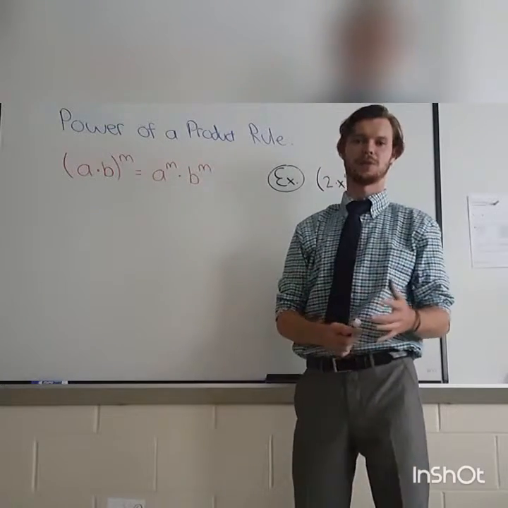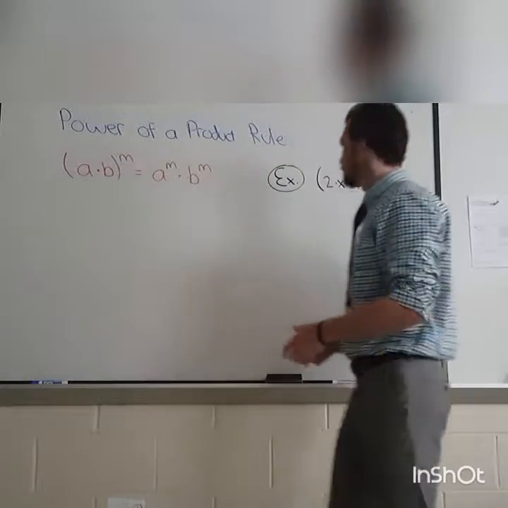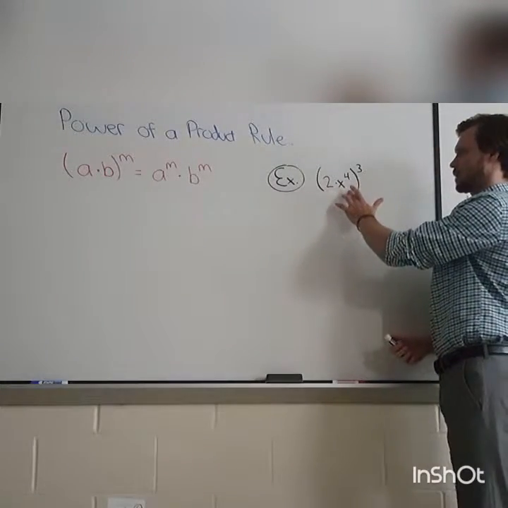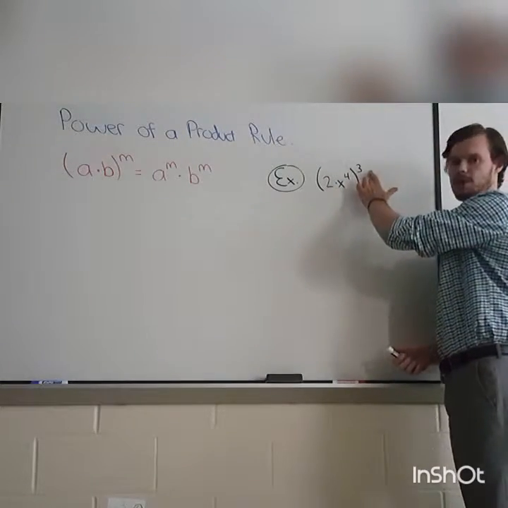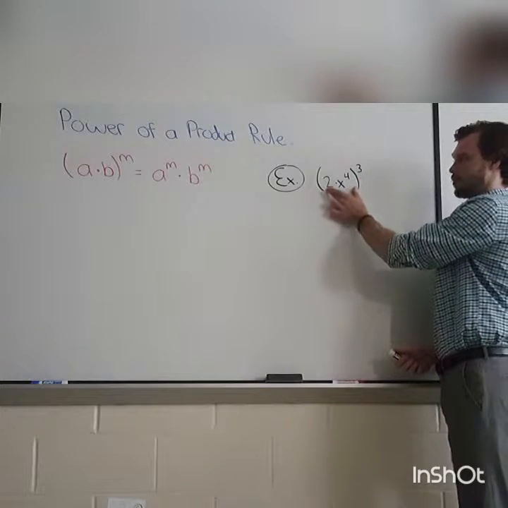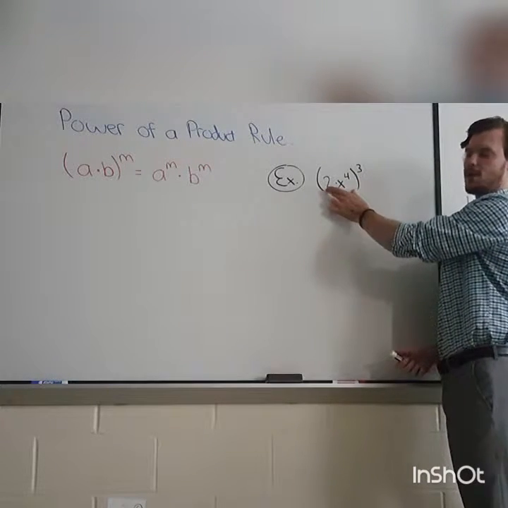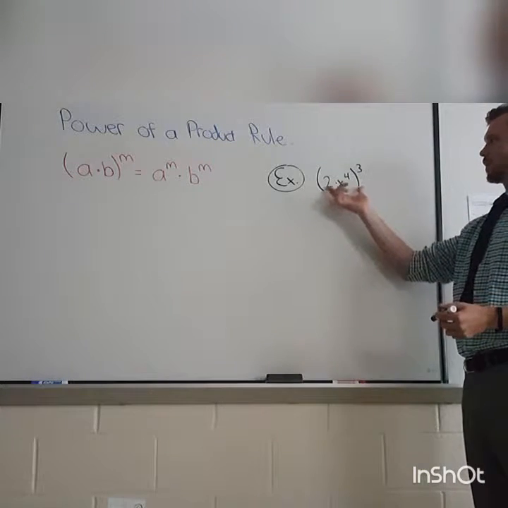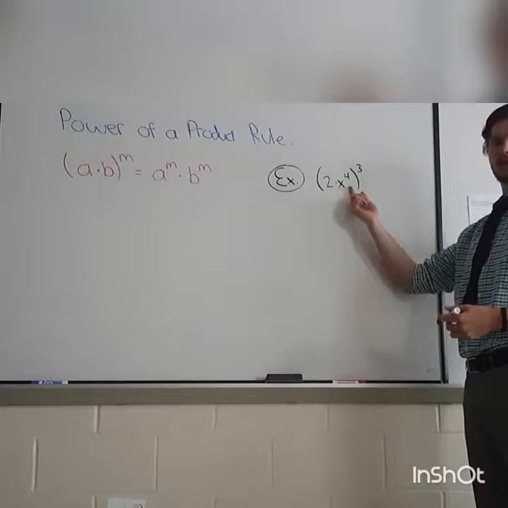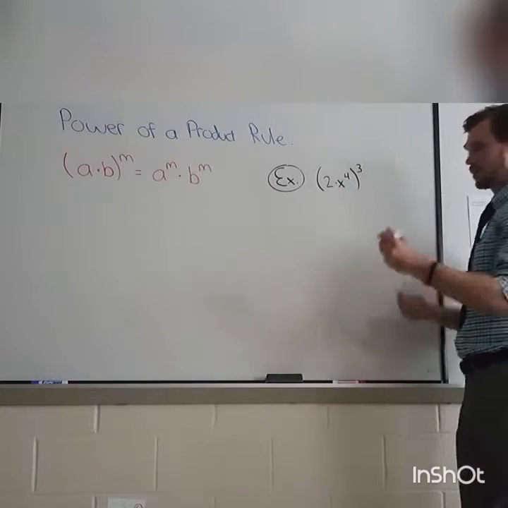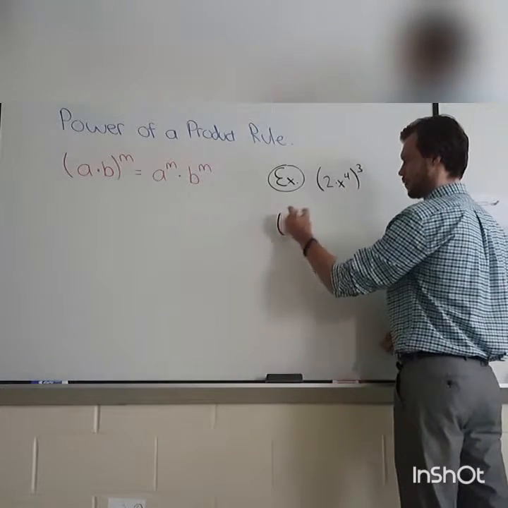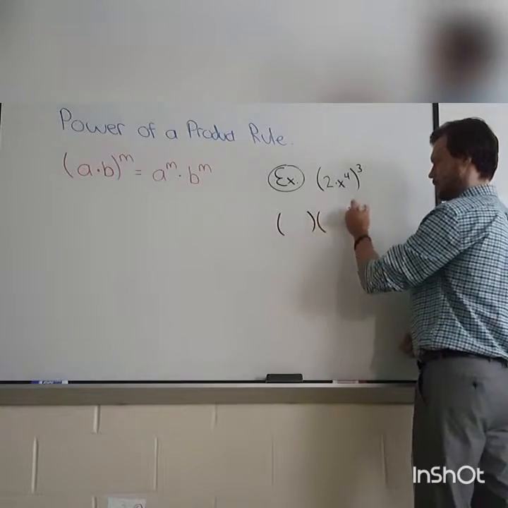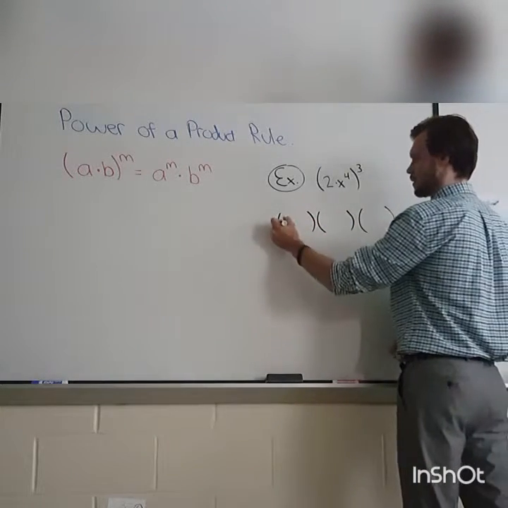I'm going to show you how it works with an example and then show you why. So my example here is 2x to the fourth, to the third power. So you see on the inside my product is 2 times x to the fourth, then that's being raised to a power. Well, if this is my base, 2x to the fourth, and it's being raised to the third power, that means my base needs to appear 3 times.